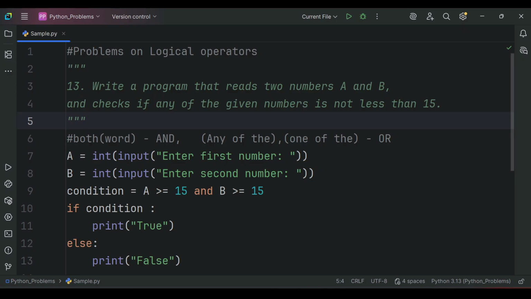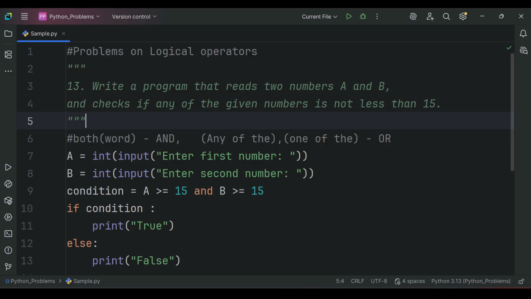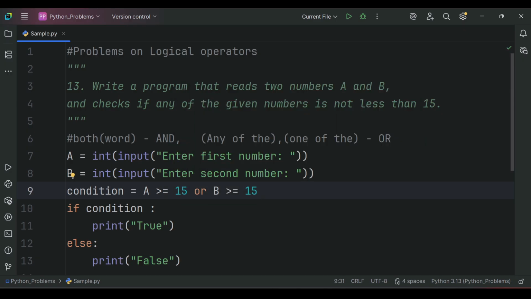Write a program that reads two numbers A and B and checks if any of the given numbers is not less than 15. Here I took two numbers and the condition is "not less than". What is the meaning of not less than? It's always greater than or equal to. Not less than means greater than or equal to. Then A is greater than or equal to 15. Here he asked "any of", which indicates the OR symbol. Then A is greater than or equal to 15 or B is greater than or equal to 15.